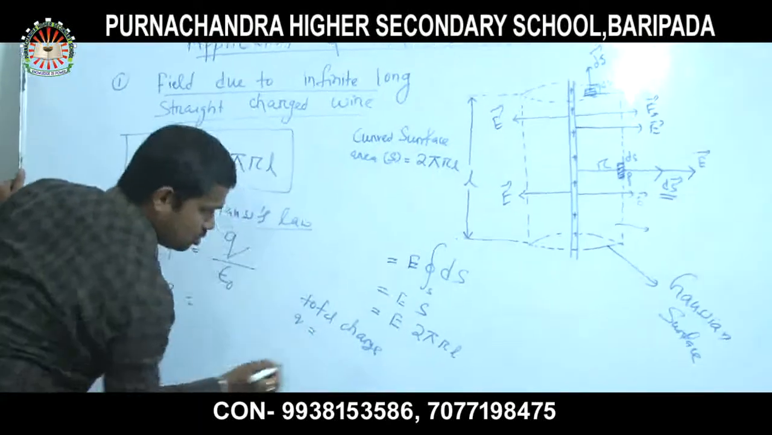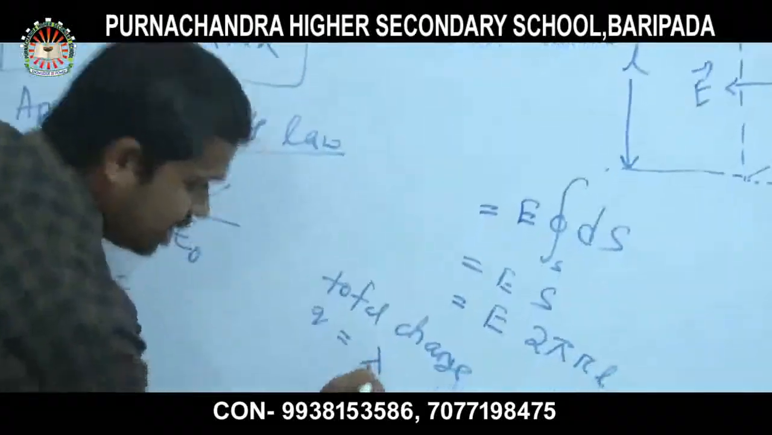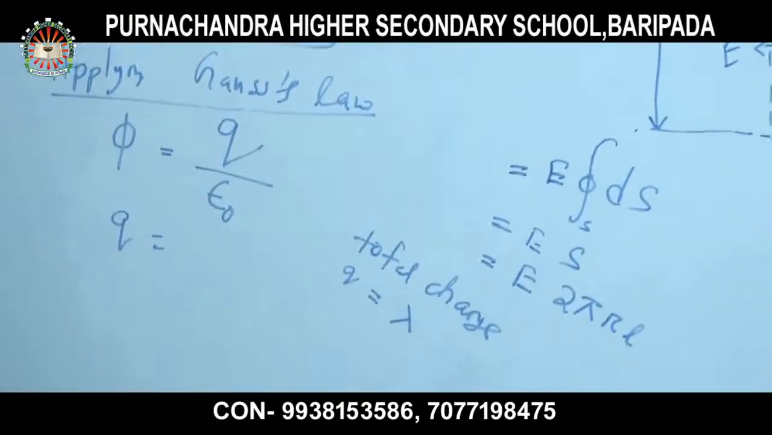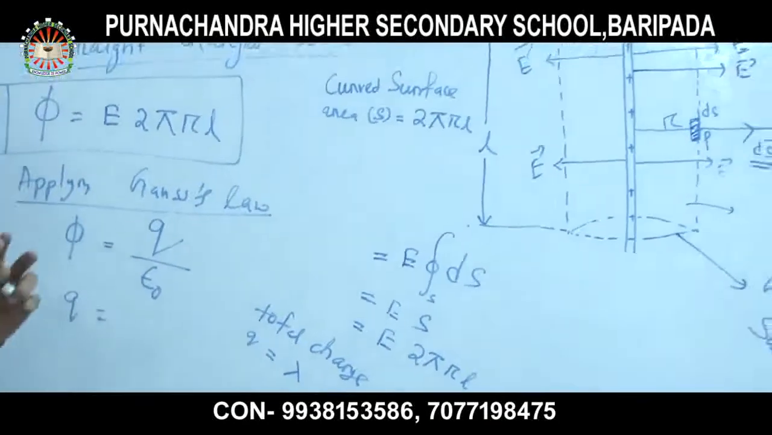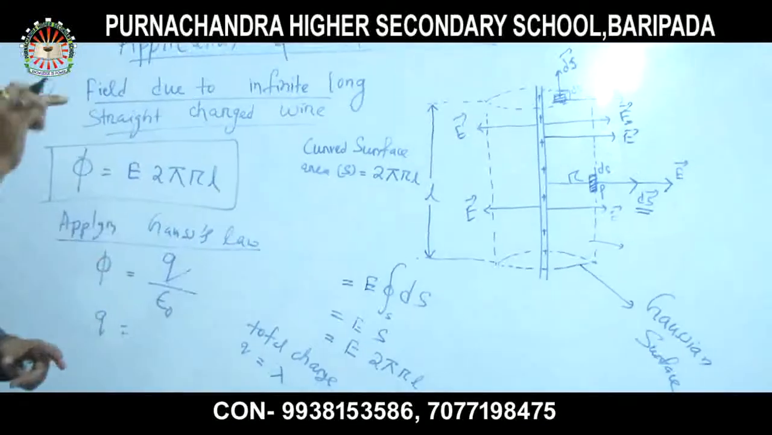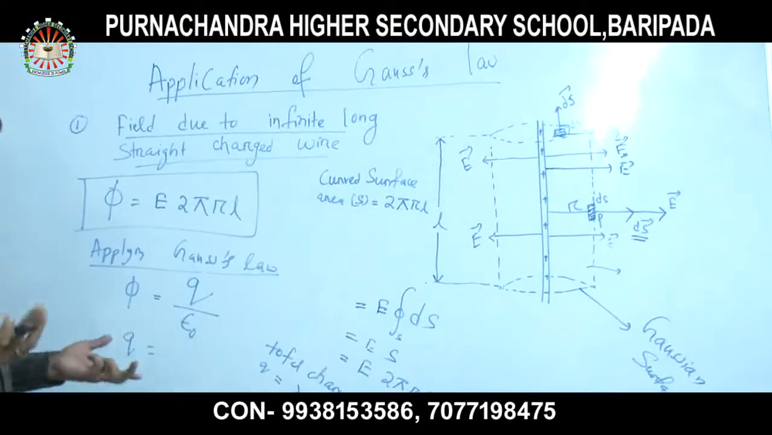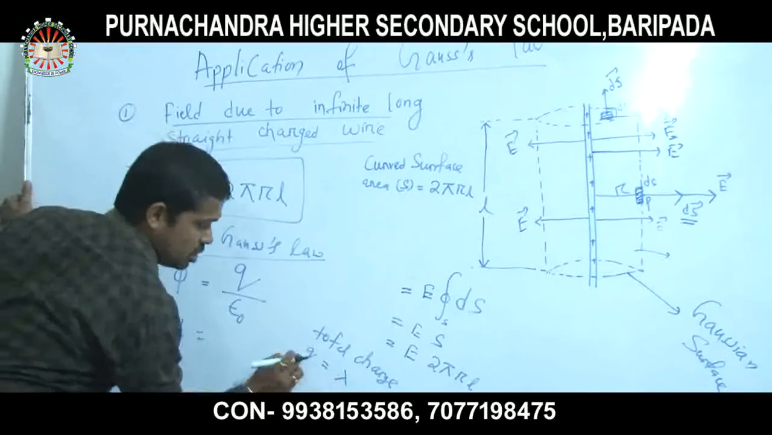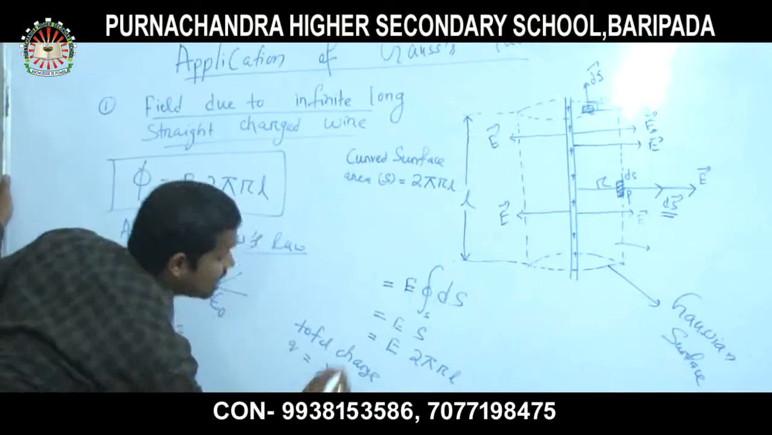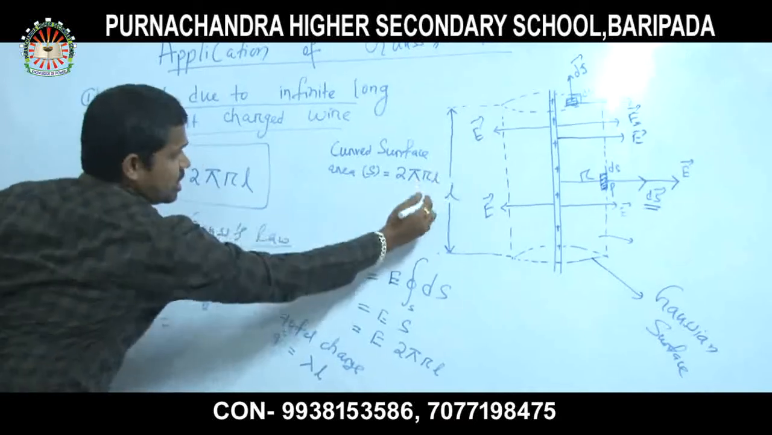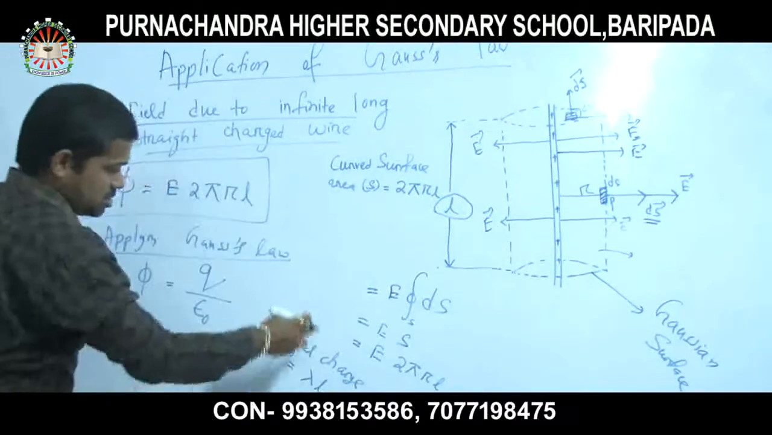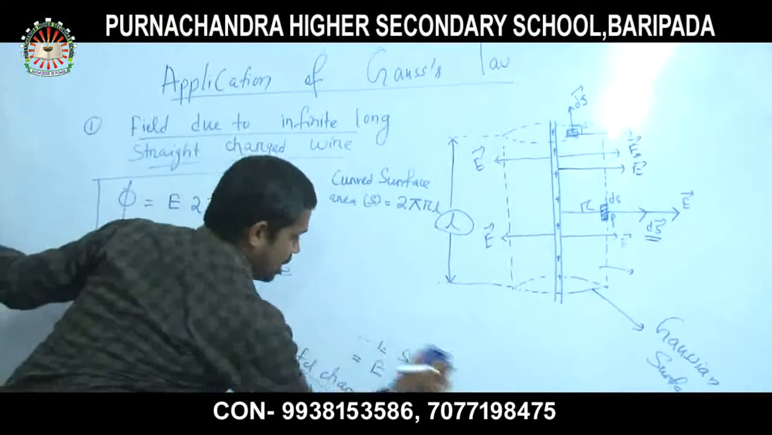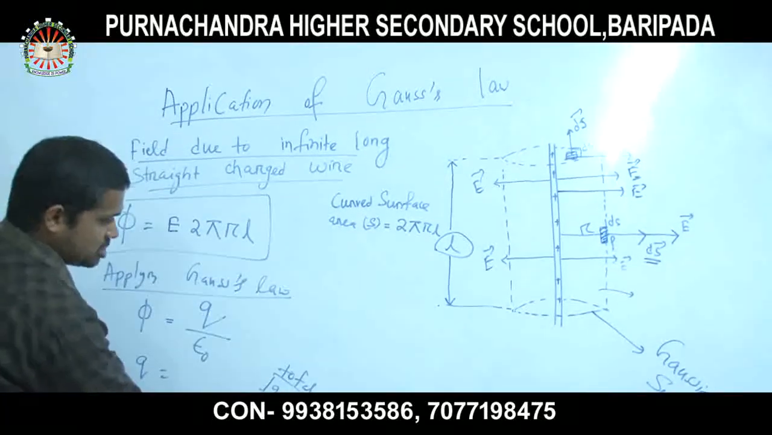So q is equal to the line charge density. It's very important, because for a line charge I will take a line charge density, and the line charge density is nothing but the total charge q divided by the length. Our aim is to find out q. So q is equal to lambda into the length of the cylinder. L is written here, the length of the cylinder is L. So lambda L is the value of total charge.